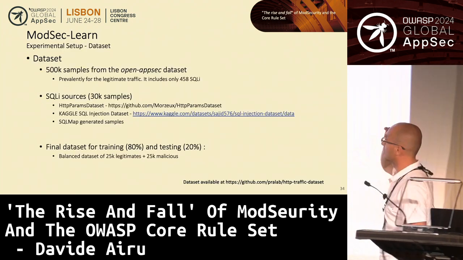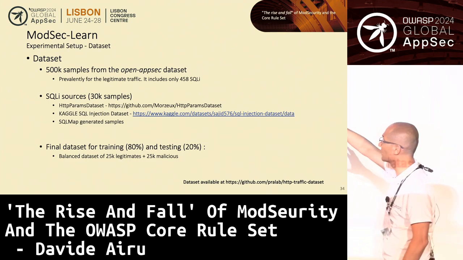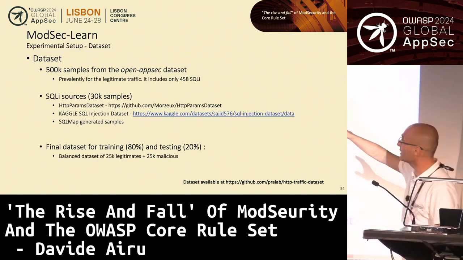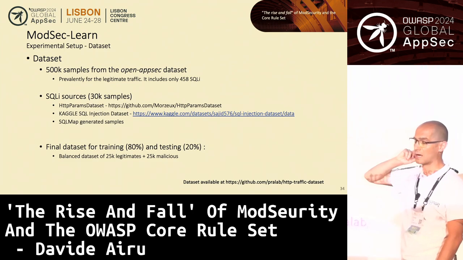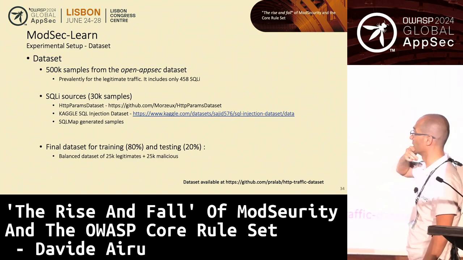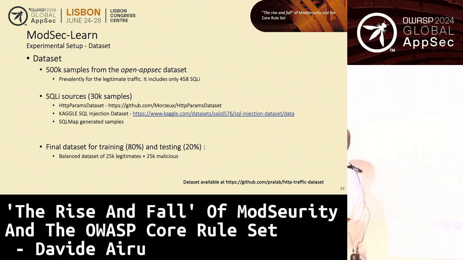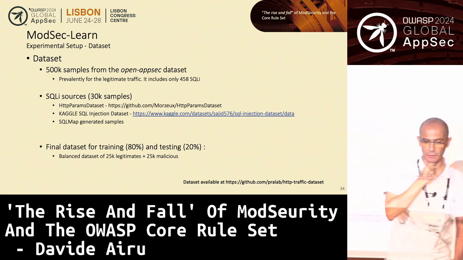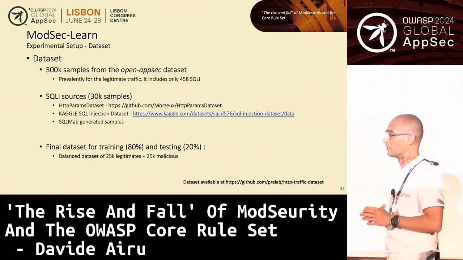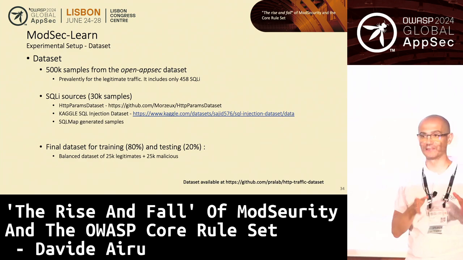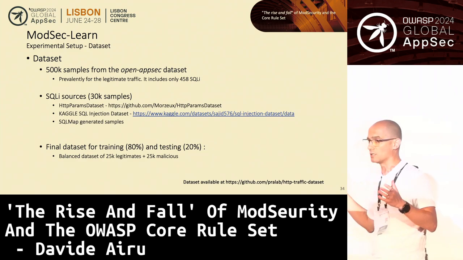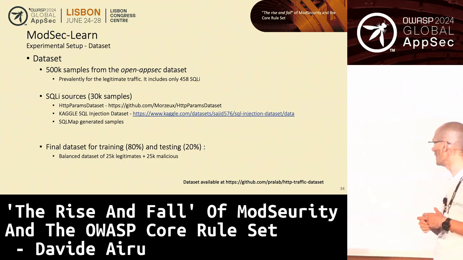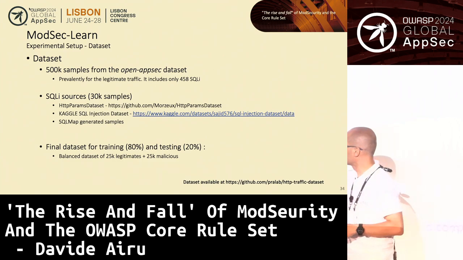So here is the dataset that we have been using. We took a dataset that has been made available by Checkpoint with Open AppSec. Prevalently, this dataset includes legitimate traffic. So there is just a bunch of SQL injection attacks. We built a dataset of SQL injection attacks, collecting them from different sources, including some samples that have been generated with SQLMap. One thing that I didn't say before is that the evaluation is focused entirely on SQL injection attacks, but as you may imagine, the model that we considered is absolutely general and can be extended to other attack categories as well.